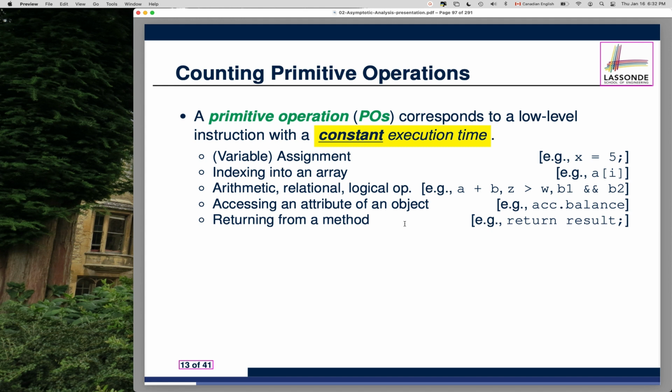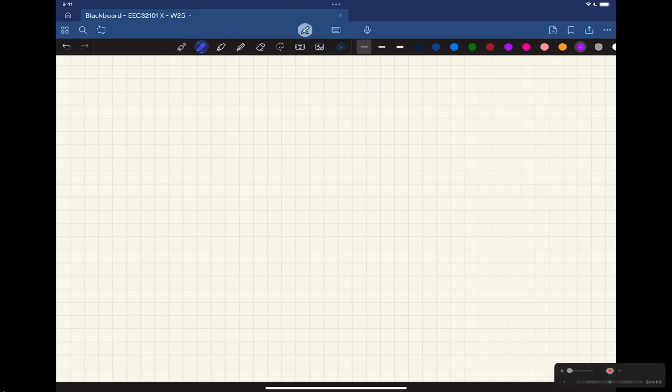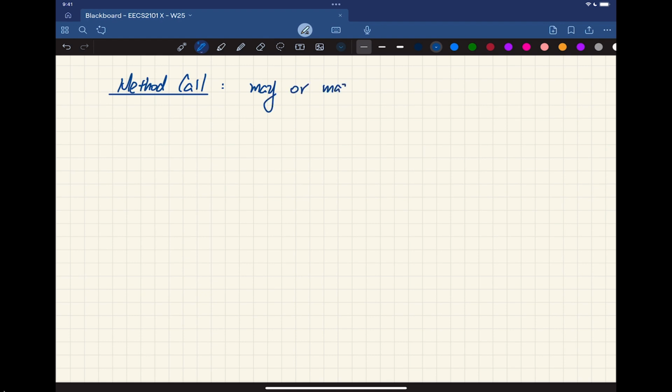So I'm going to summarize this point very quickly, and then we'll do one example. I want to leave enough time for us to think about that example. I will definitely revisit this idea again. Whenever you've got a method call, the idea is it may or may not be a primitive operation. It really depends. PO, primitive operation.